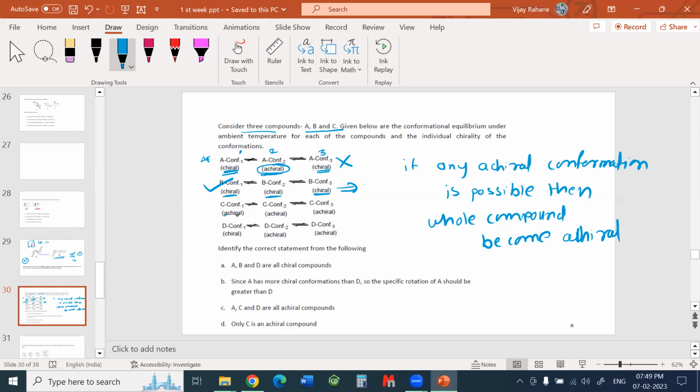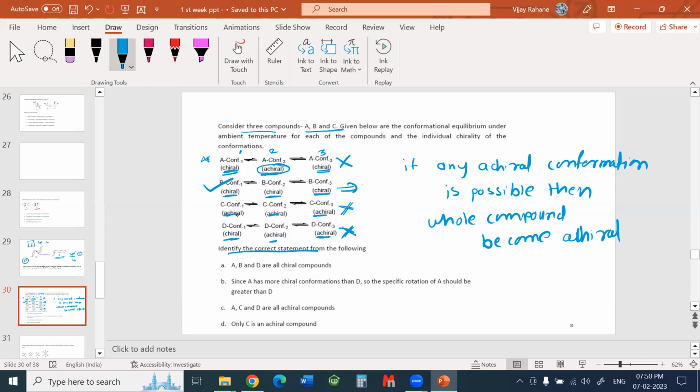C compound, you see achiral is there. The first component, second component, third component are all achiral. So all components are achiral, the molecule will become optically inactive, and it will finally be achiral. In the last one, D, the first is a chiral component. Second is an achiral component. Third is an achiral component. So this molecule is also optically inactive, right?